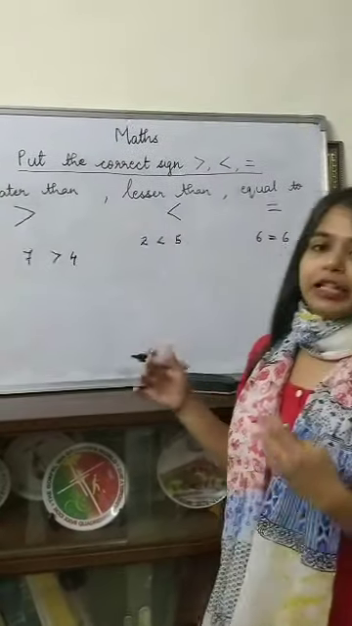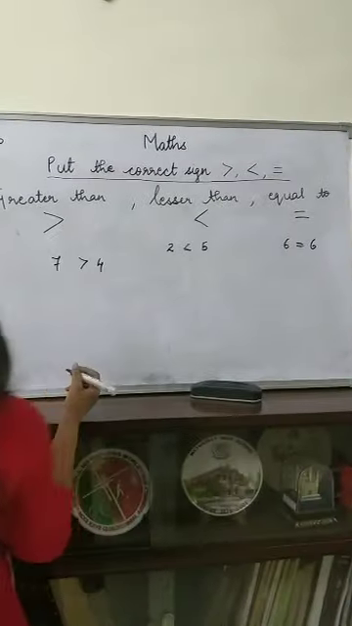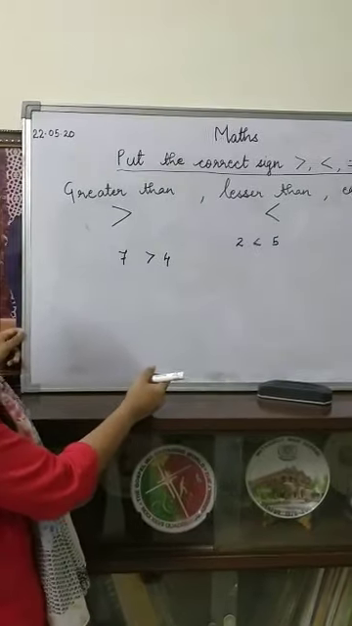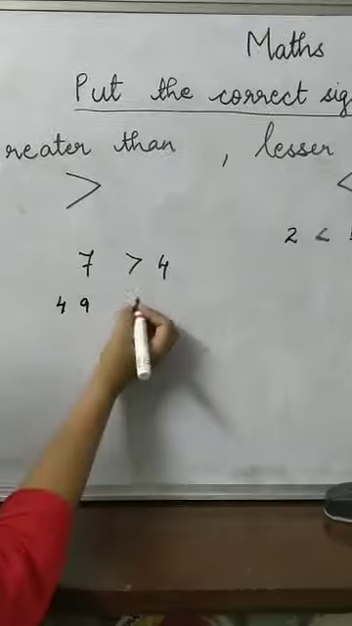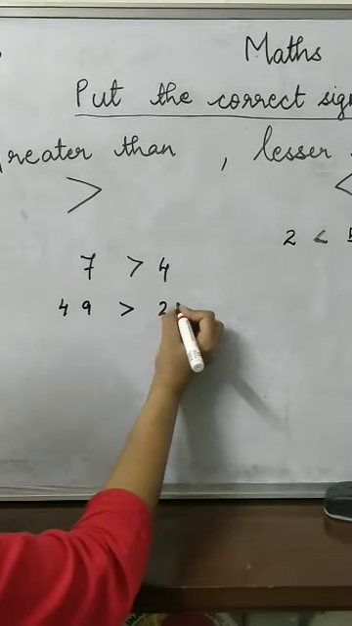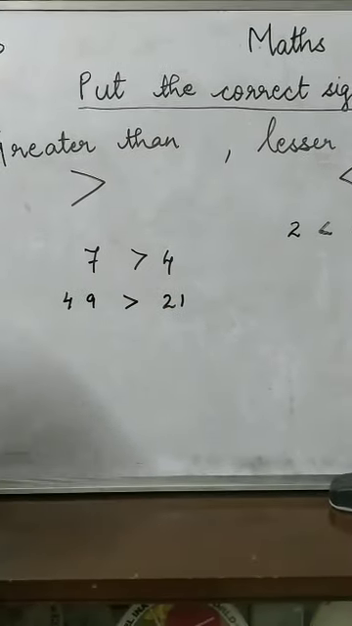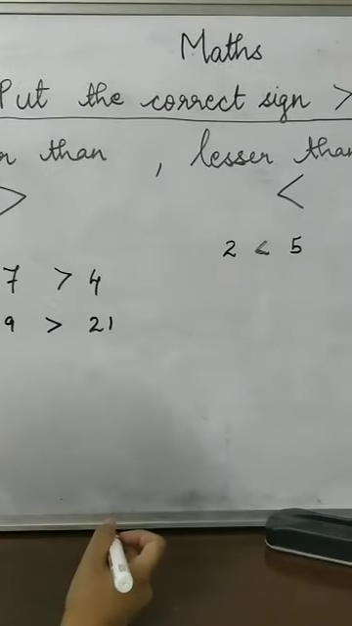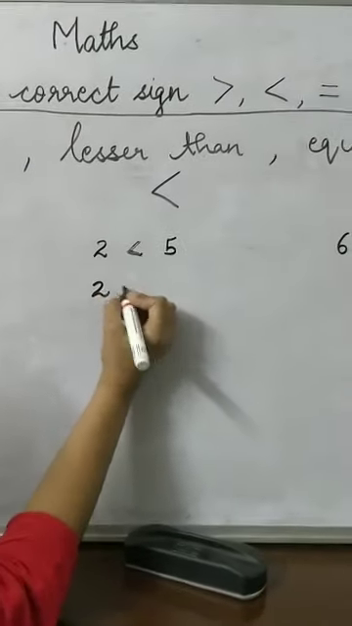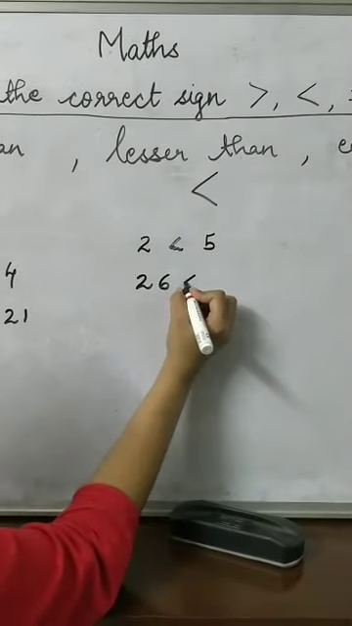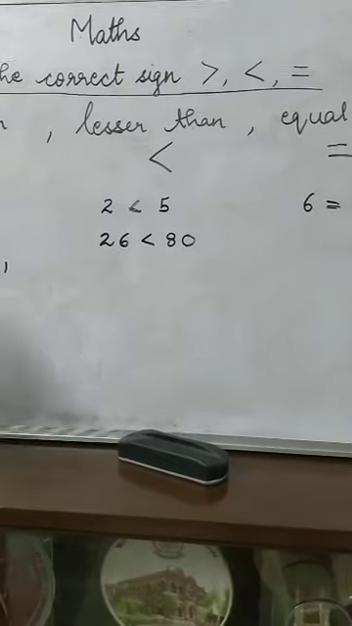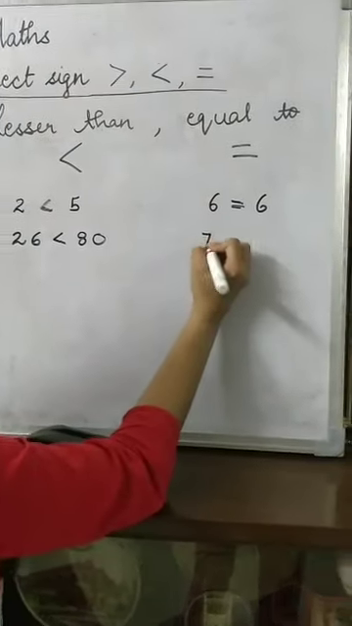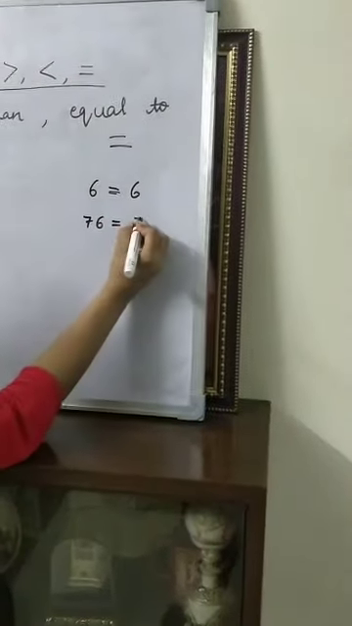Now let's take another bigger example, a 2-digit number. 49 is greater than 21. Yes? Right. Now lesser than: 26 is lesser than 80. Right, boys? And if we say 76 is equal to 76.